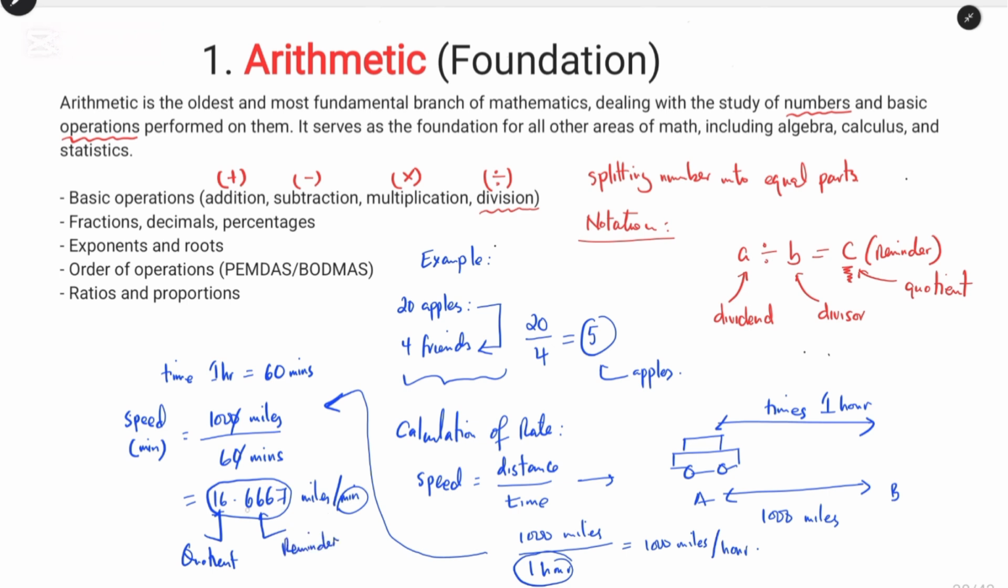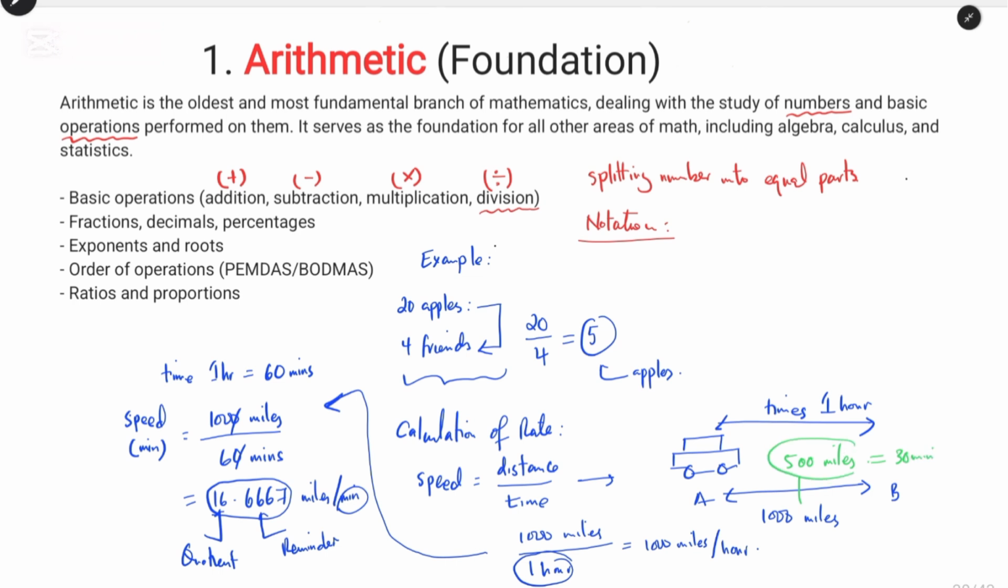Now, by looking at this, the 16 represents the quotient and 6667 represents the remainder. It is important for you to understand the speed and the time it takes to cover distance. And as I have mentioned, if you know the speed and you know the time it takes, for example 1 minute, and someone asks you if you travel half the distance, it will be 500 miles, and the 500 miles is equivalent to 30 minutes in order to get these 500 miles.